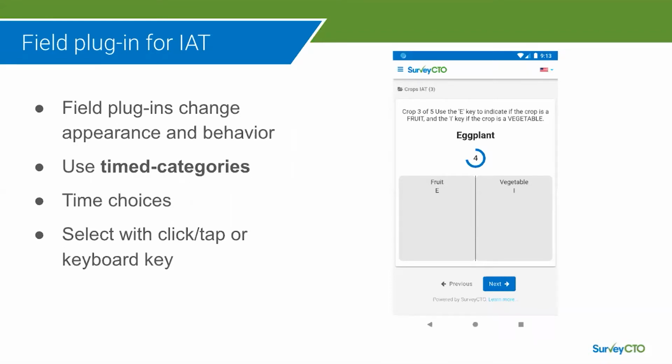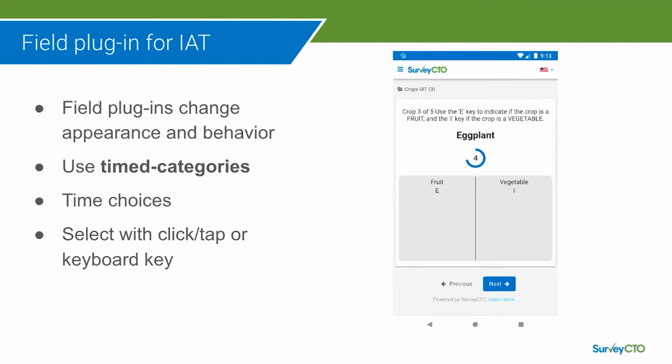With this field plugin, if the respondent does not respond in time, it will automatically move on to the next field, and the field plugin will mark that field as passed. The respondent can select a choice either by tapping the choice column they want to select, or if they are on a desktop computer, by pressing the corresponding keyboard key.